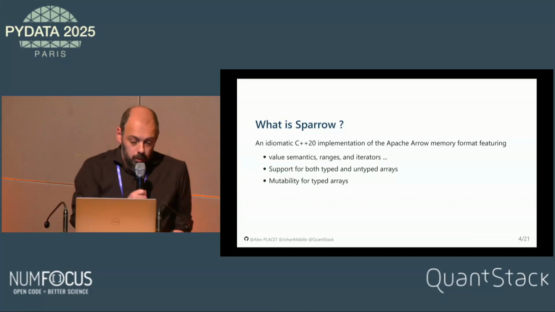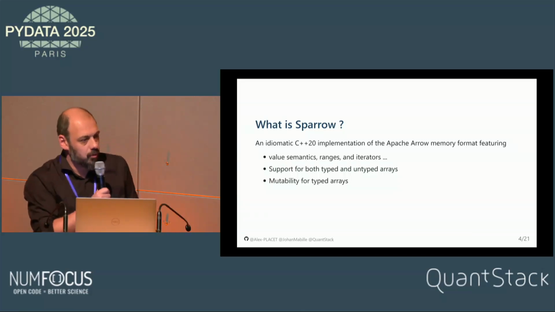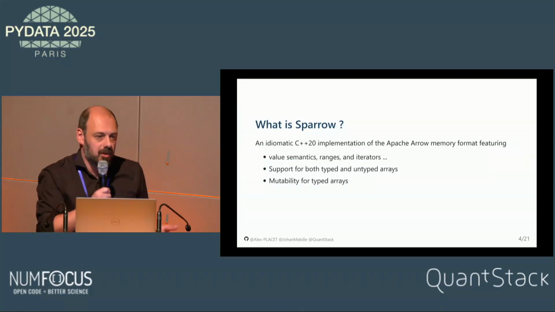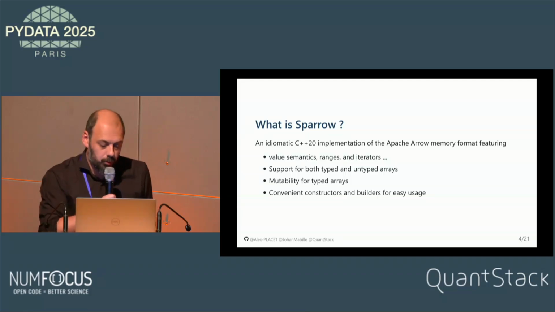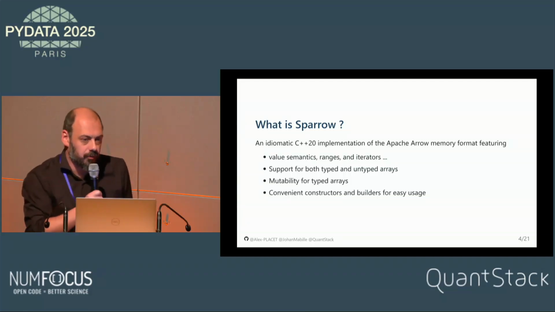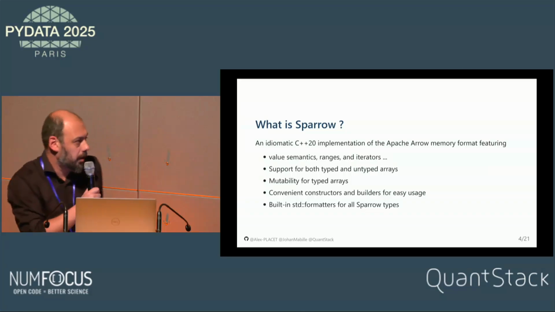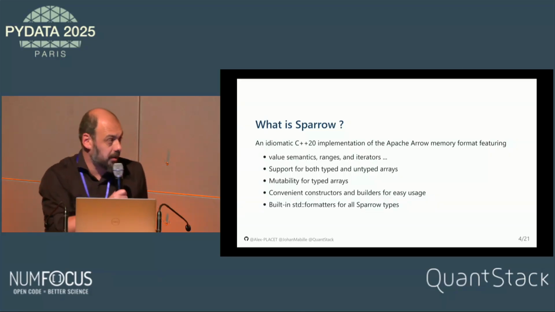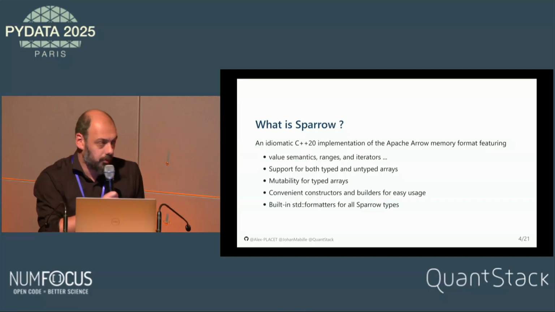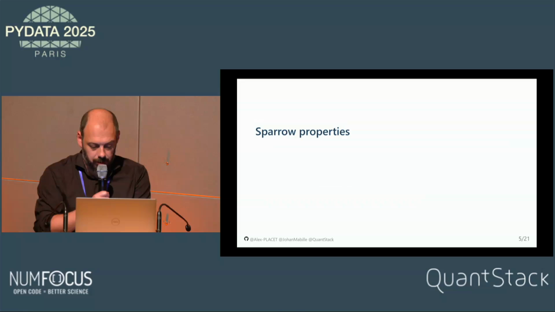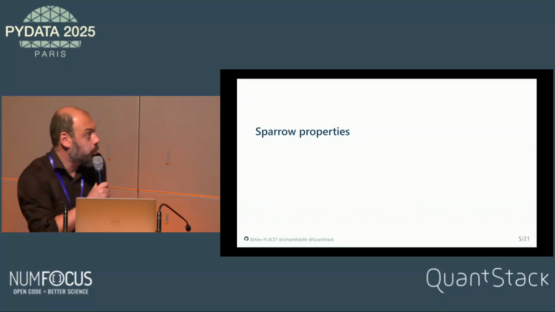Contrary to Apache Arrow, we support mutability, only for typed arrays, because it brings you closer to the usual experience with std vector or std array. We also provide convenient constructors and builders for easy usage, so you don't have to write a lot of code to instantiate your arrays. And last but not least, it provides really nice built-in formatters, which is also a new feature of C++20, like the ranges.